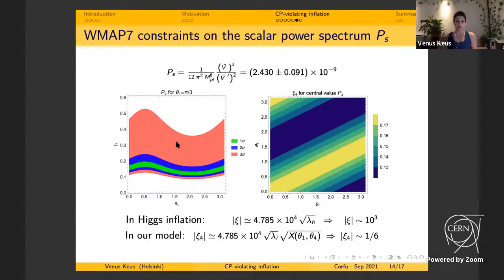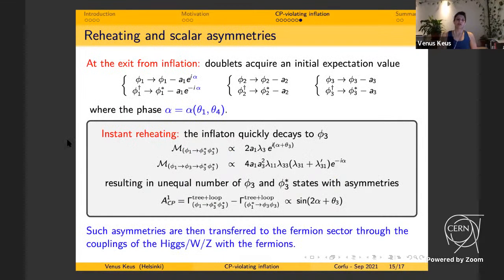So here, for example, I'm showing the 3 sigma bands of PS predictions in our model for a fixed value of theta 1, but changing values of theta 4. And here I'm showing the C4 value in a plane of theta 1 and theta 4. And you see that your C4 values could be very, very low. So one of the original motivations for this setup was basically to do baryogenesis.